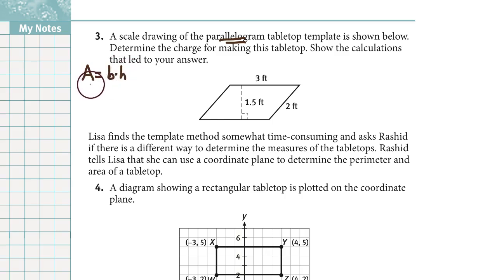I'm using the capital A for the word area, the B for the word base, and the letter H for the height. The base of the parallelogram is how long is this side here. It is 3 feet. And the height of the parallelogram is how long is this dashed line. It is 1.5 feet. Multiplying these together, this is 4.5 square feet. The company could then multiply that area by the $8.50 to find out how much to charge the customer.